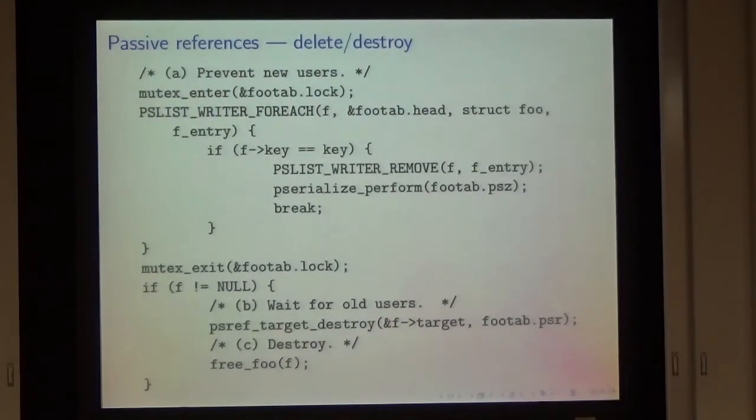The pattern, once again, is we prevent new users from getting at the resource. Then, using just a p-serialize itself, we look up the entry in the list, and if we found it, remove it from the list, wait for all existing users of the list entry to complete, that is all lookups that are happening right now. Then wait for all the old users to drain using PSREF target destroy. And finally, once that has returned, there is nobody else using the resource in the system, so we can free it safely.